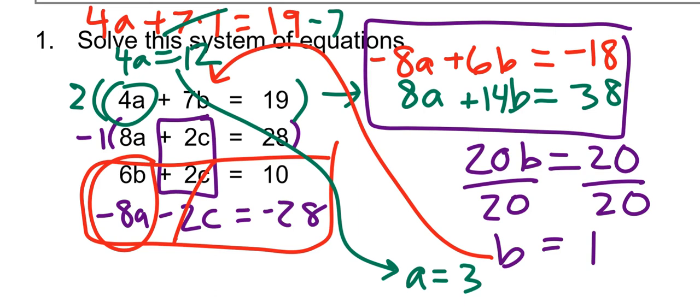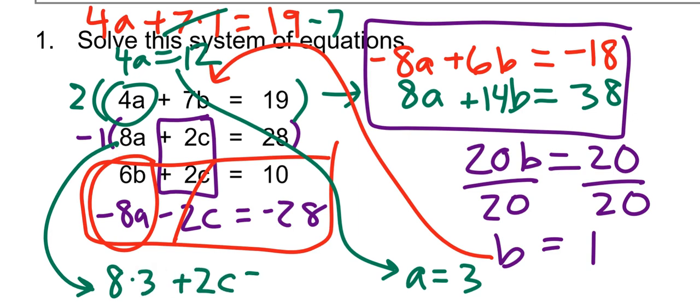How do we find C? Plug it in. All right, which equation would you like to use? Second one? Okay. So we have 8 times 3 plus 2C equals 28. How much should we subtract from both sides? 24. Right? Because 8 times 3 is 24. So we have 2C equals 4.